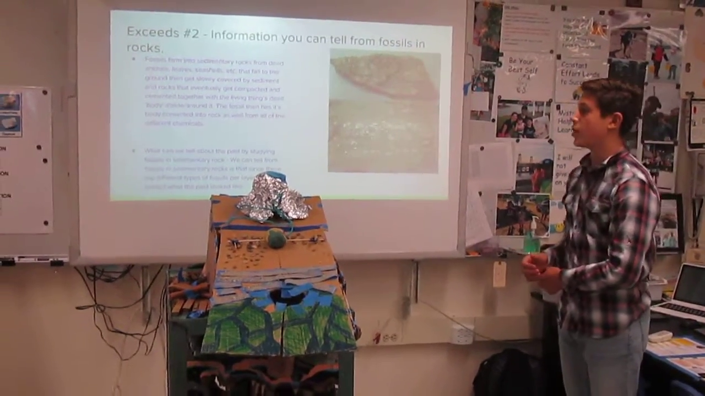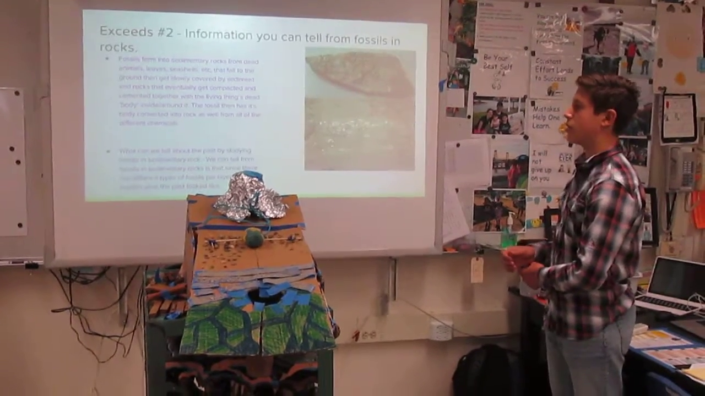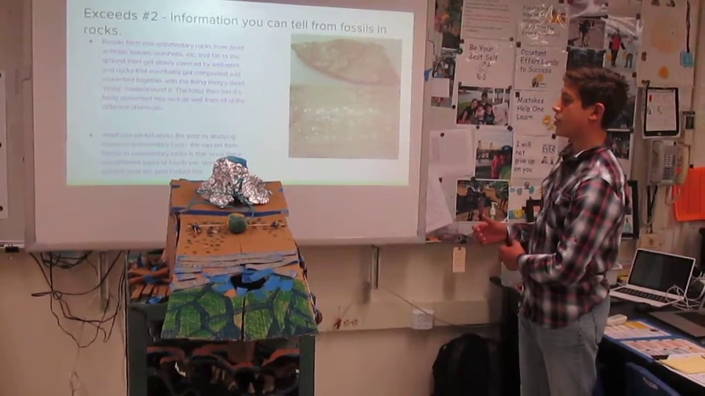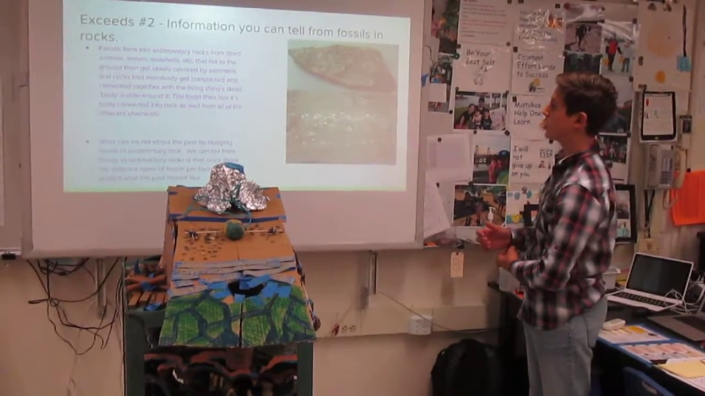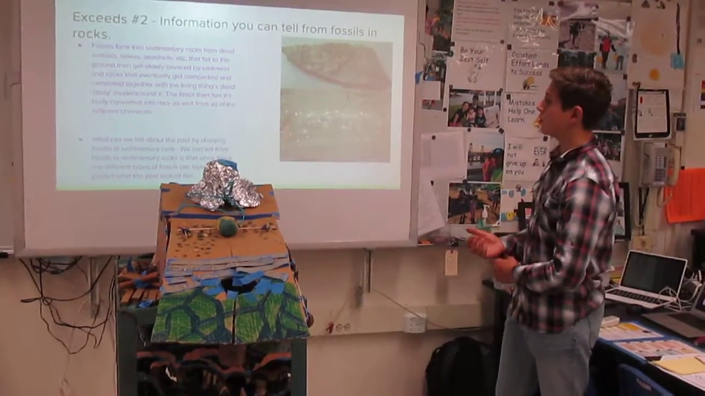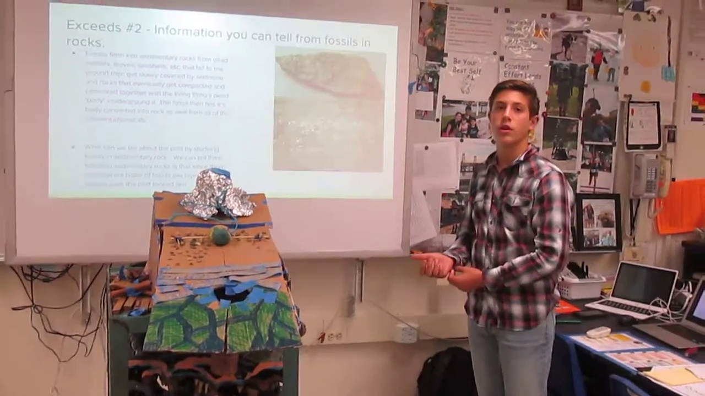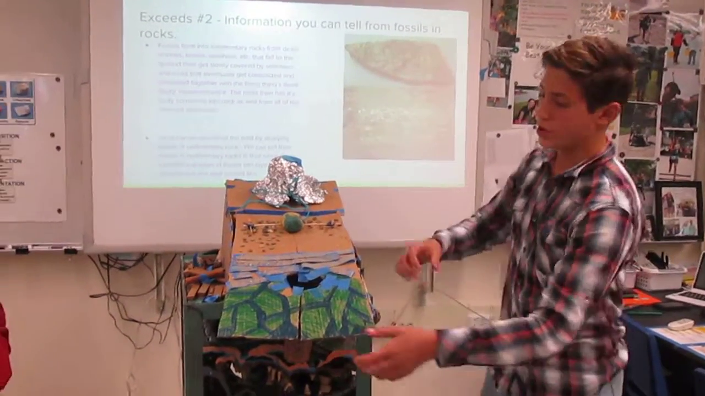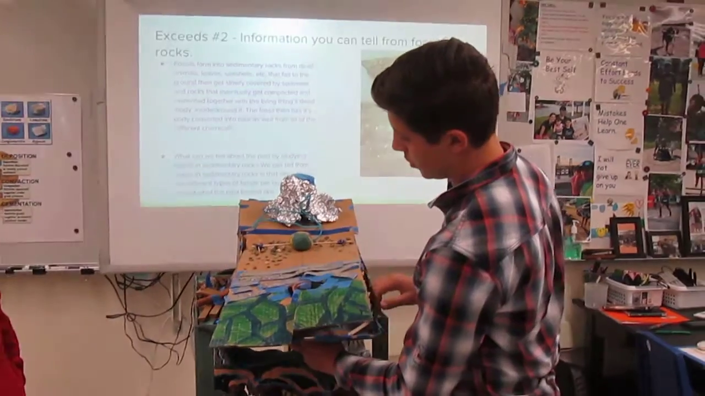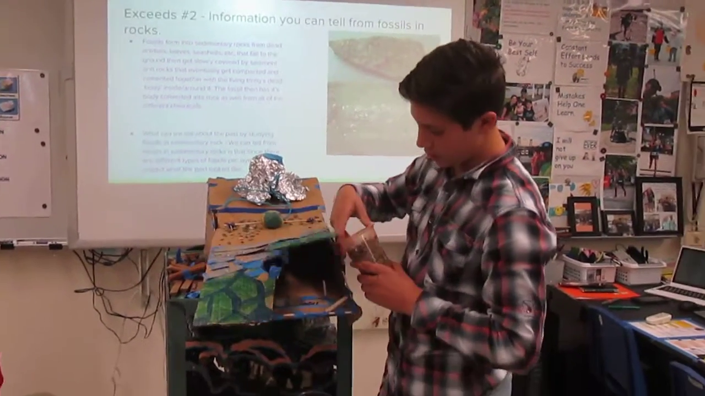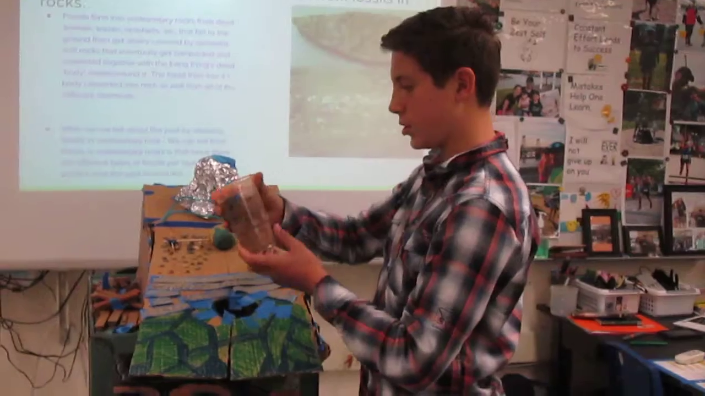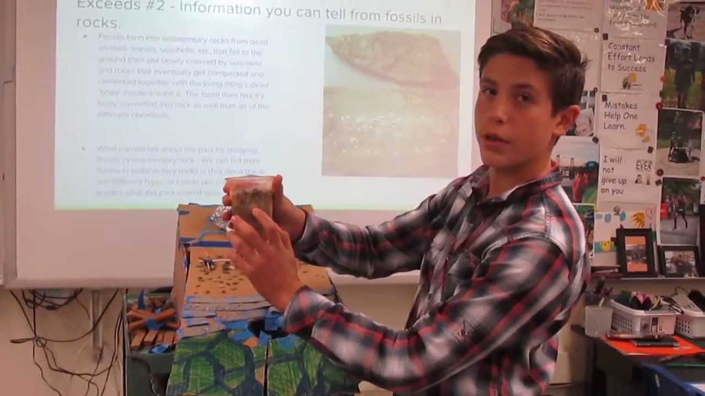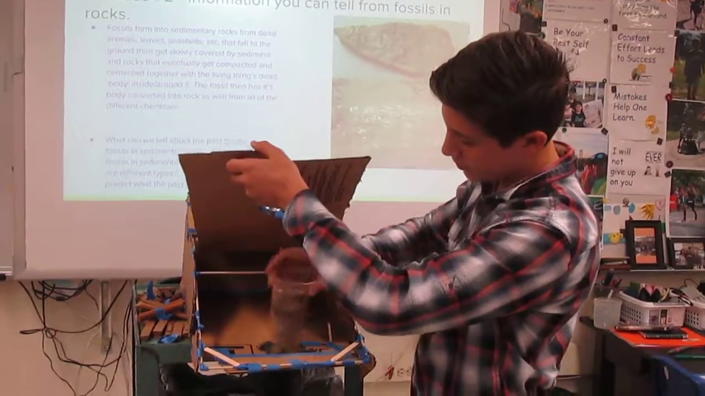What we can tell about the past by studying fossils and sedimentary rocks is that since there are different types of fossils per layer, it could predict what the past looked like. Like, say there's seashells, there could have been a sea, or trees, maybe it could have been a swamp or a forest. In our model, we showed this so we put a couple seashells in the cup, and you may or may not be able to see one of them, but there's one right there, near the top layer.